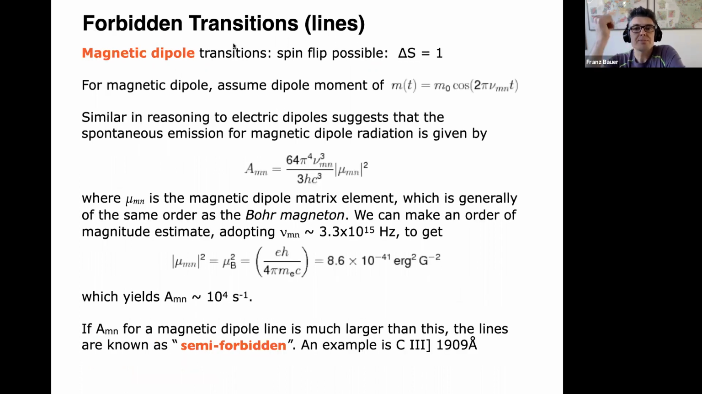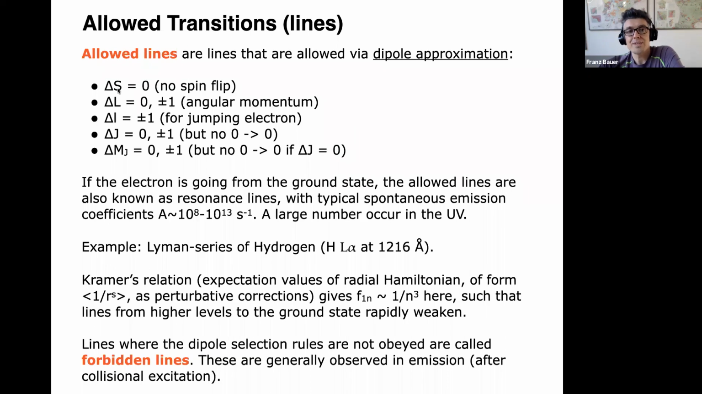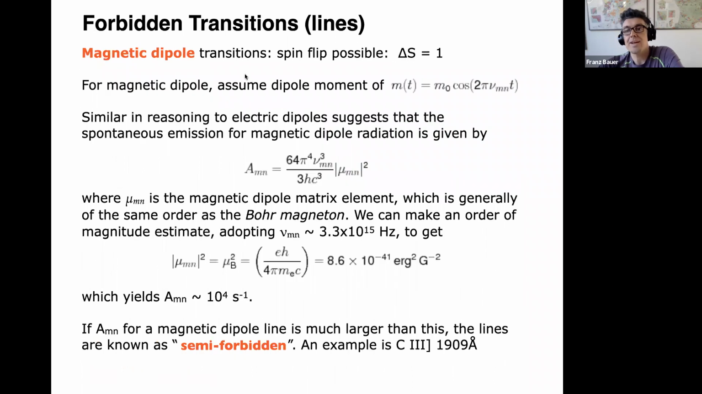So the forbidden lines, typically one possible way of doing this is via a magnetic dipole transition. And so you have a spin flip, and so delta S equals 1, right? So this is a clear case where here we said no spin flip for the allowed lines, right? So if you have a spin flip, and there are cases where you do, then you will have an emission line. In this case, typically what you will adopt is the magnetic dipole moment.